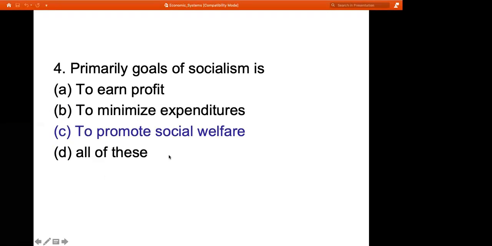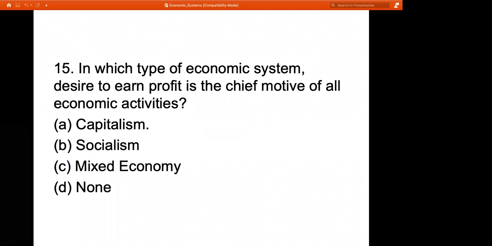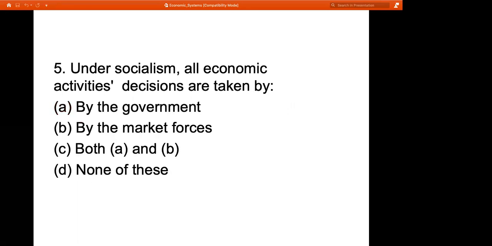Okay, there is a wrong question number. In which type of economic system is the desire to earn profit the chief motive of all economic activities? Like I said, it is capitalism, and it is also a pretty straightforward question. Under socialism, all activities and decisions are taken by... So the correct option for this is government and not by market forces.